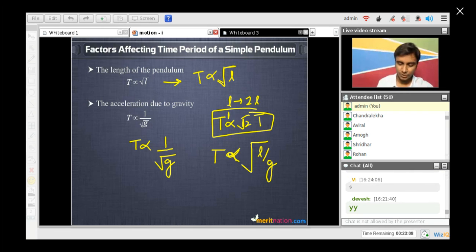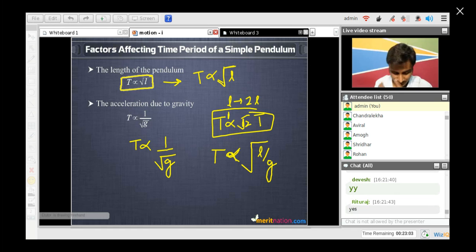So T is proportional to under root L upon G. So this is the formula. T is proportional to length, where L is the length of the pendulum, the distance between the point where it is fixed to the center of the bob, and G is the gravity. So it is proportional to under root L and inversely proportional to under root G.